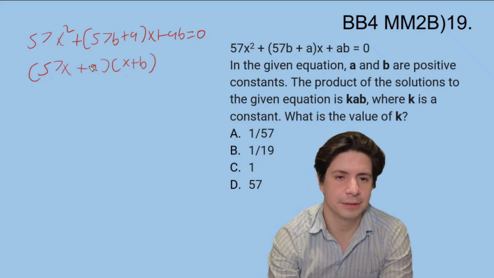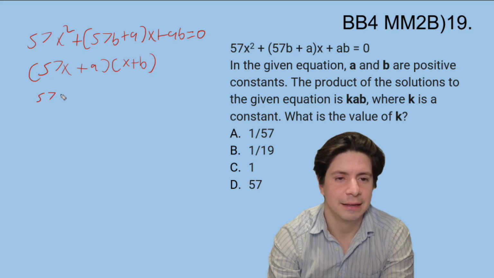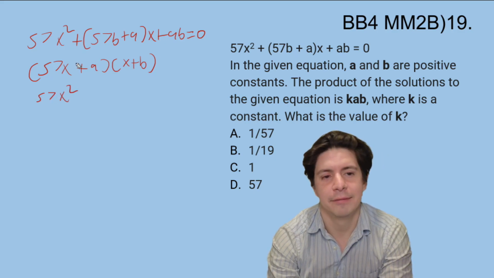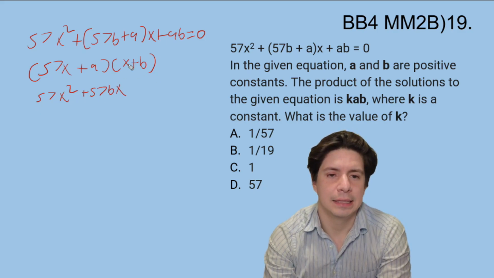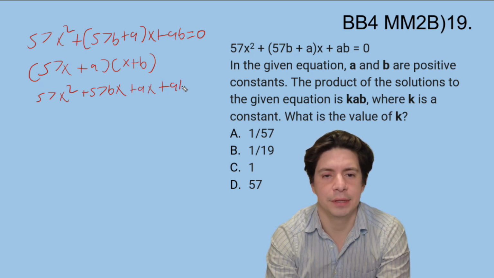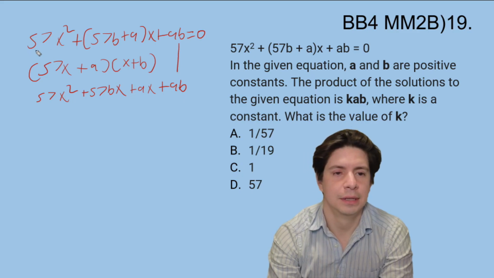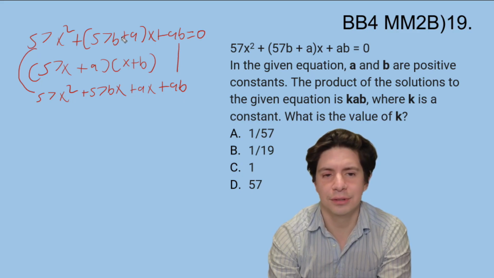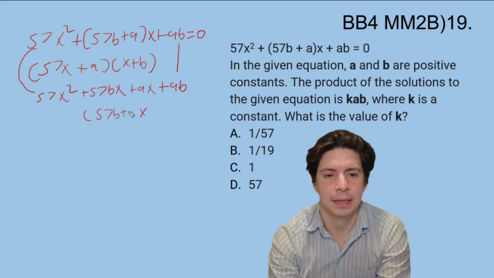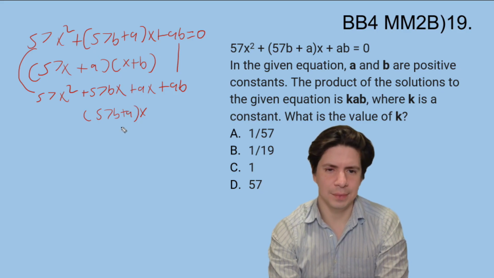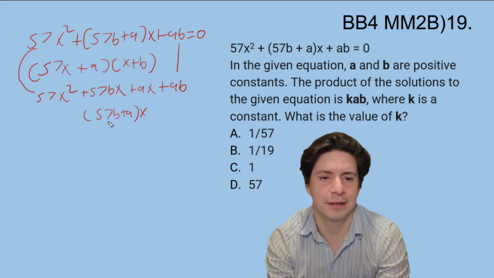and I'm going to check my work by foiling. So 57x times x is going to be 57x squared. 57x times b is going to be 57bx. A times x is going to be ax. And a times b is going to be ab. So that's what we wanted. This is what we wanted. And this part doesn't look like that part, but when we factor out the x, we're going to get it, right? 57b plus a. Lovely, beautiful. We're having a great time.